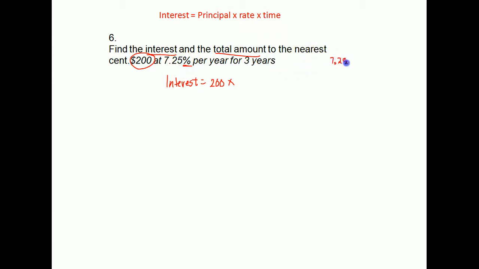So we need to change our percent to a decimal. Again, percent means per 100 or divided by 100. So just take your 7.25 divided by 100 and you get 0.0725. You don't want to round that off. You want to keep it all, or it will change your answer. So there's our rate times the amount of time. It was in for 3 years. So we take 200 times 0.0725 times 3, and we get 43.5. Remember this is money, so that would be $43.50.